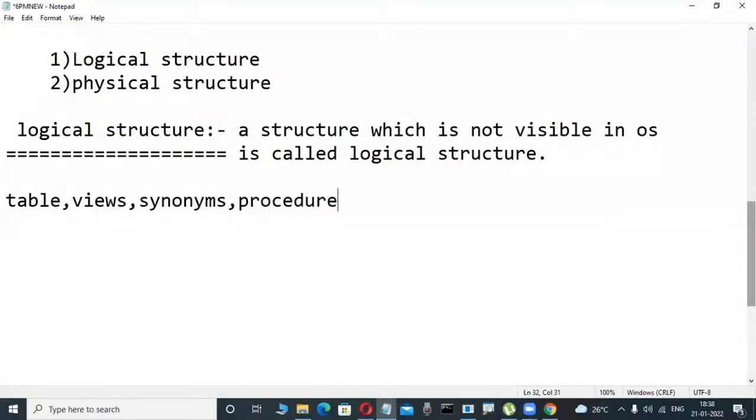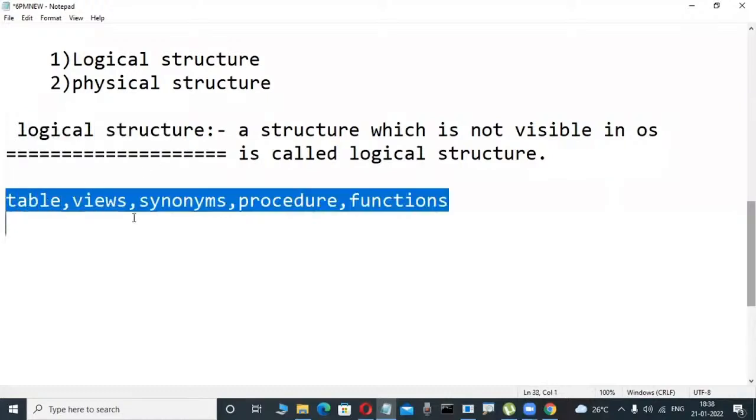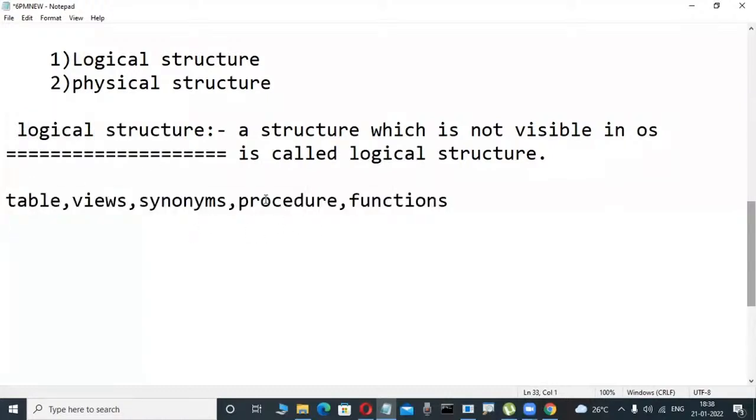Procedures are there, functions are there, triggers are there, packages are there. So many things. These are all related to the logical structure. That is not visible in the operating system. Whatever objects we are learning in our course, so many objects, are not visible in the operating system.